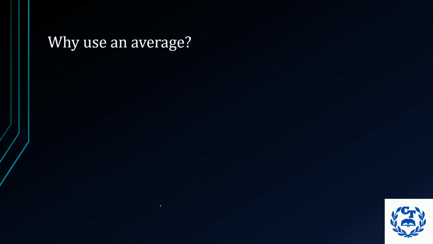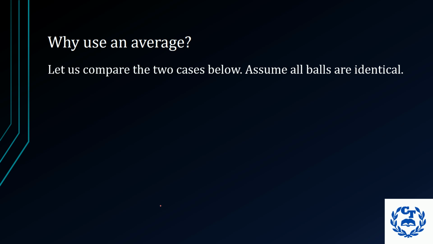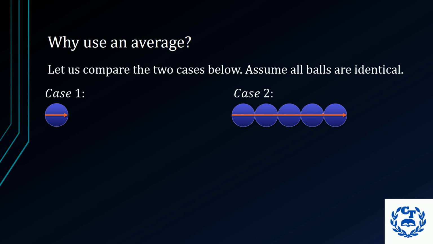Alright? So next question is why we do an average whenever we're taking a measurement. And we're going to answer this question by simply looking at two cases. And we're going to assume that all the balls that we're going to show in these two cases are identical. Our objective is to determine the diameter of one of the balls. So let's say, for instance, we have this case 1. We have one ball, we take one measurement. And case 2, where we have 5 balls lined up touching each other and we take one measurement of these 5.